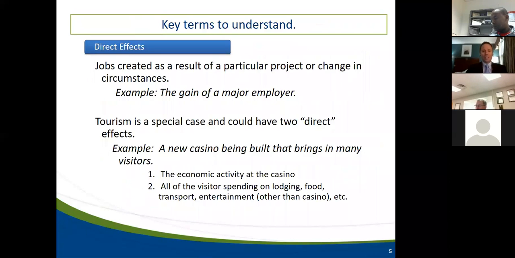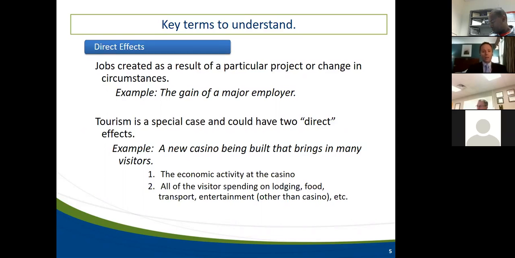So, key terms to understand. The easiest one is the first one, direct effects, okay? What are the jobs that are happening at the project itself? The project being, maybe you have a new business come into town, right? So what are the jobs and wages of that business, and what are the sales that are going to happen to the business? Now, for the purpose of modeling, you really only need one of those inputs. It's great to have more than one, but you really only need one: jobs, wages, or output change.